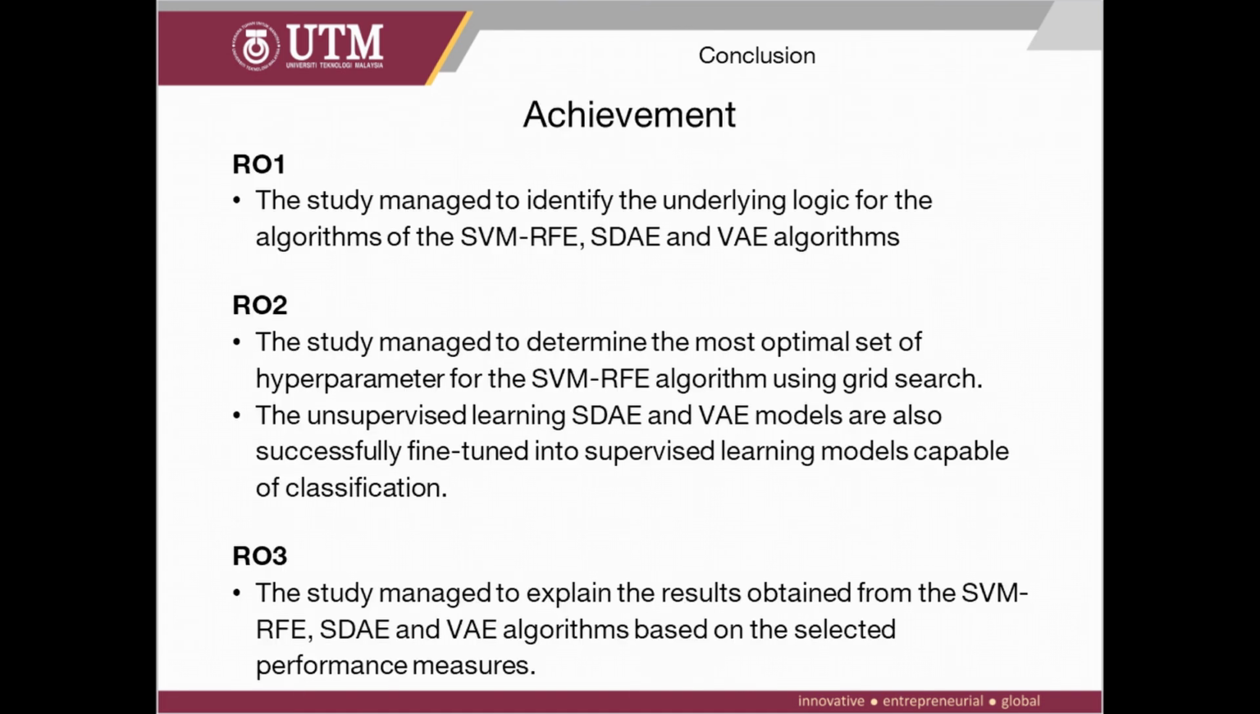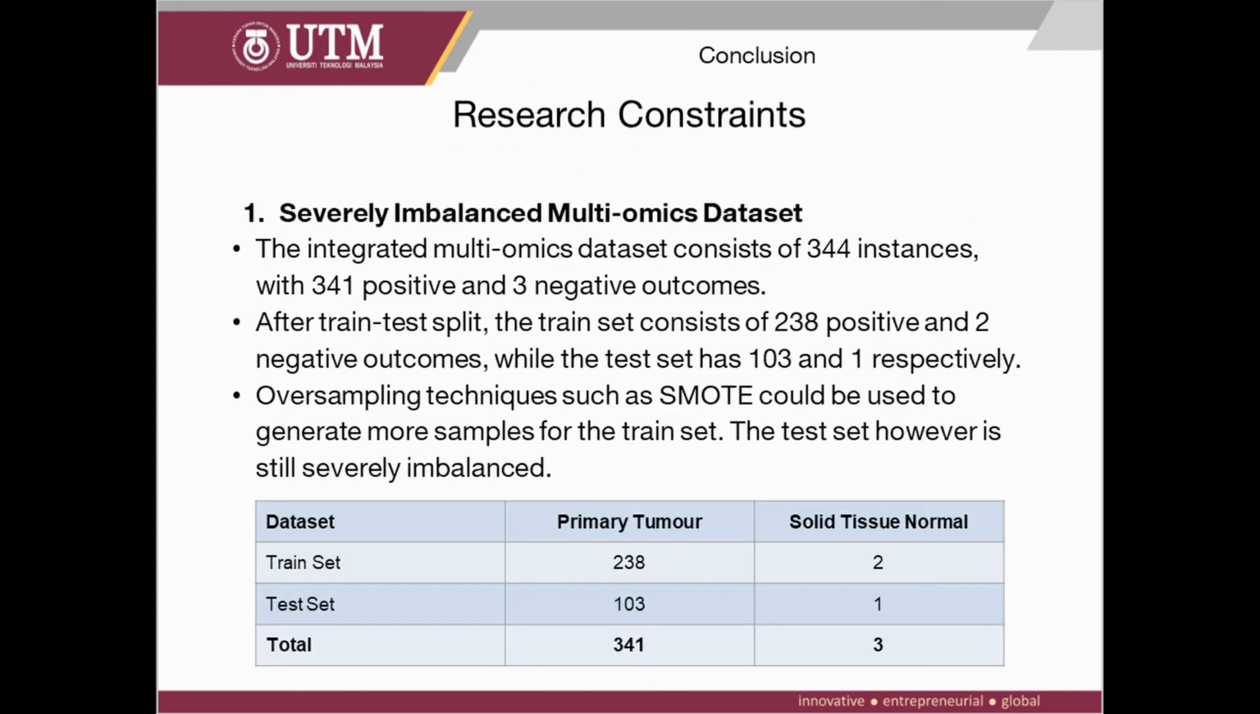This is the achievement of the study. For RO1, the study managed to identify the underlying logic for the algorithms of SVM RFE, SDAE, and VAE. For RO2, the study managed to determine the most optimal set of hyperparameters for the SVM algorithm using grid search. The unsupervised learning SDAE and VAE models are also successfully fine-tuned into supervised learning models capable of classification. For RO3, the study managed to explain the results obtained from the SVM RFE, SDAE, and VAE algorithms based on the selected performance measures. Next, I will explain the research constraints.